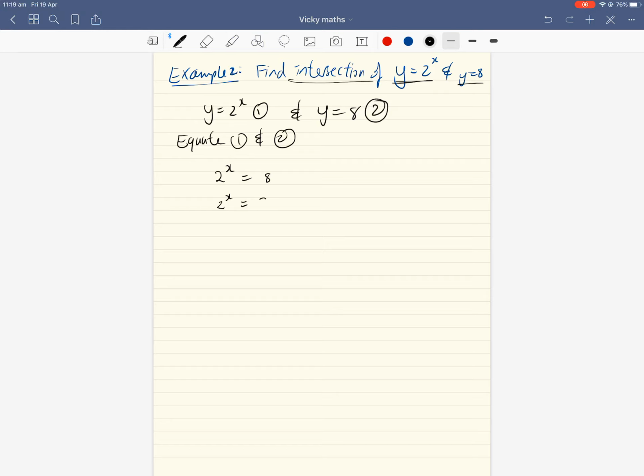Remembering from index equations, try and turn them both into the same base, because when it's the same base we can equate the powers. So in other words, x equals 3. We're trying to find the intersection point of these two graphs, so we need to find the x and y value of this point. So we worked out that x is 3, but what is y going to be? Well, 2 to the 3 gives me 8. So therefore the point of intersection is (3, 8).